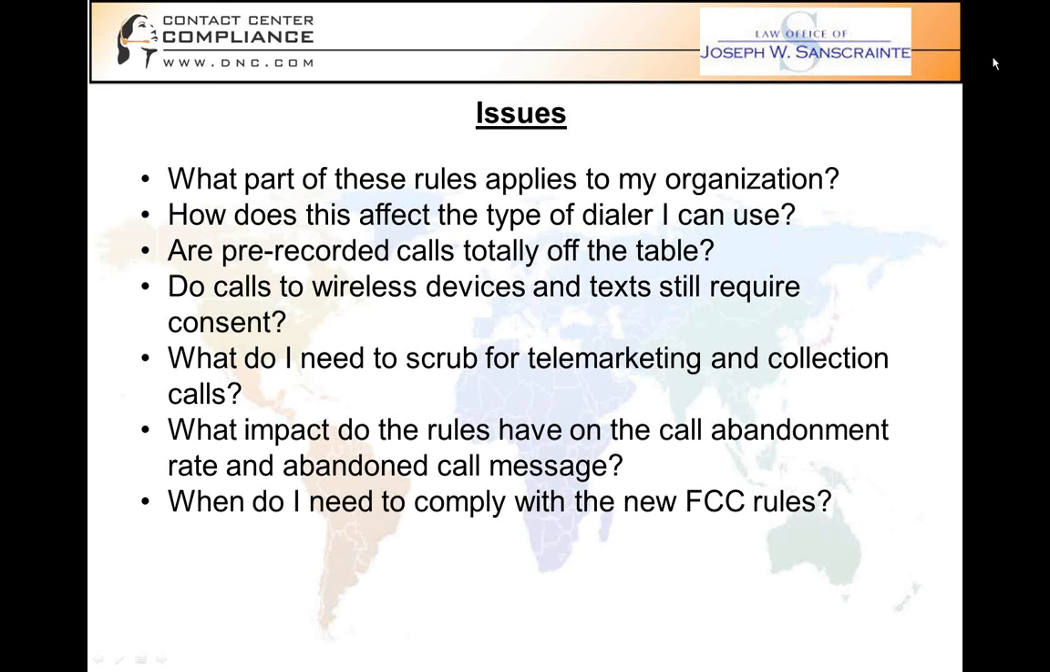We're going to talk about the types of dialers that are going to be affected and what the FCC defined as a dialer. We'll talk about campaigns and call abandonment, pre-recorded messages, wireless calls into text, where the FCC has the big game changer. We're also going to talk about what you need to scrub, plain and simple. And we're also going to talk about a very important part of this rule, which is the implementation guidelines, when you actually need to comply, because it's not all right away. So there's some staging in of this information.